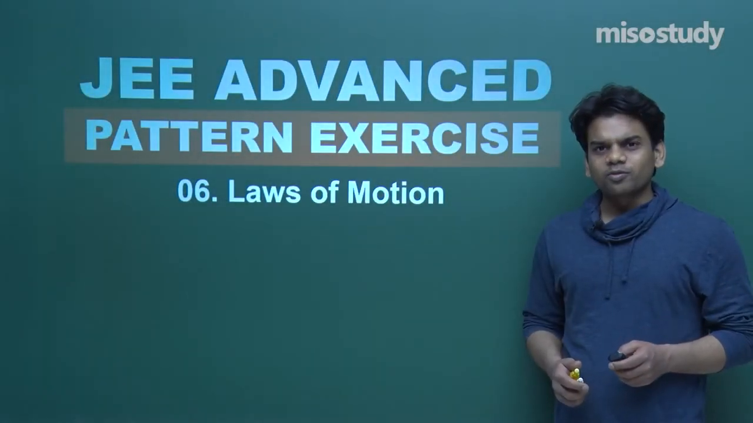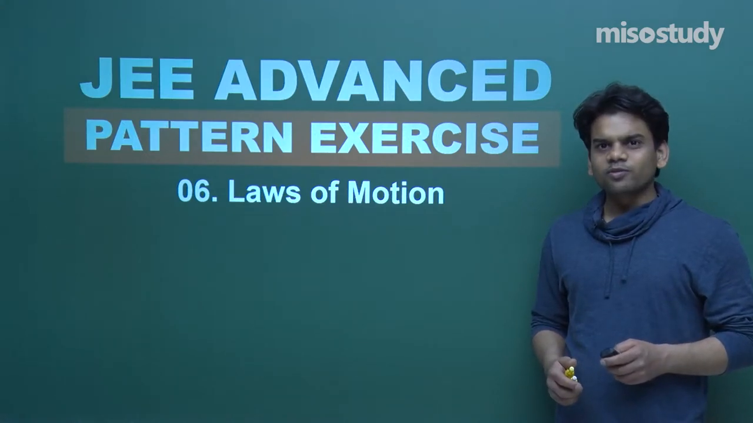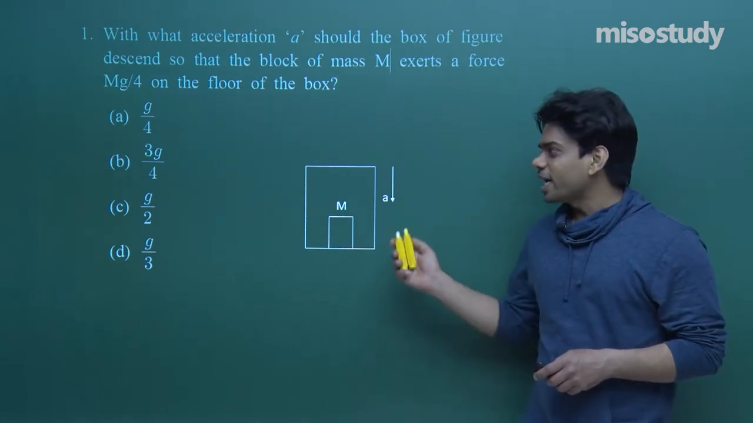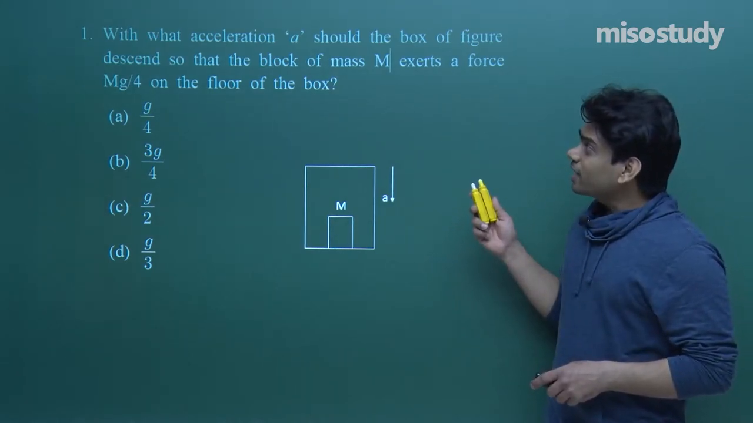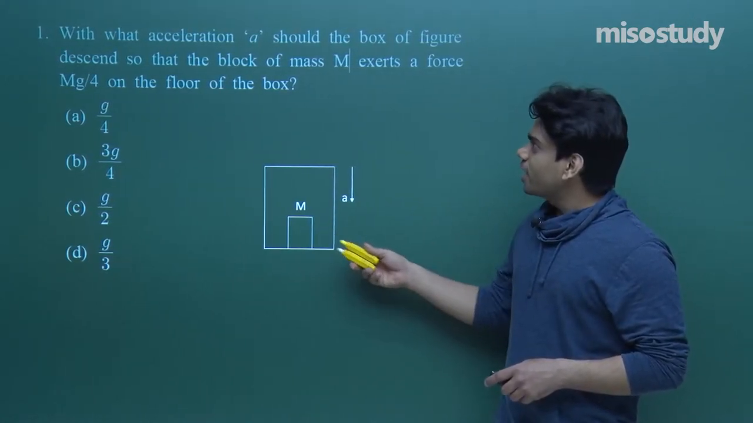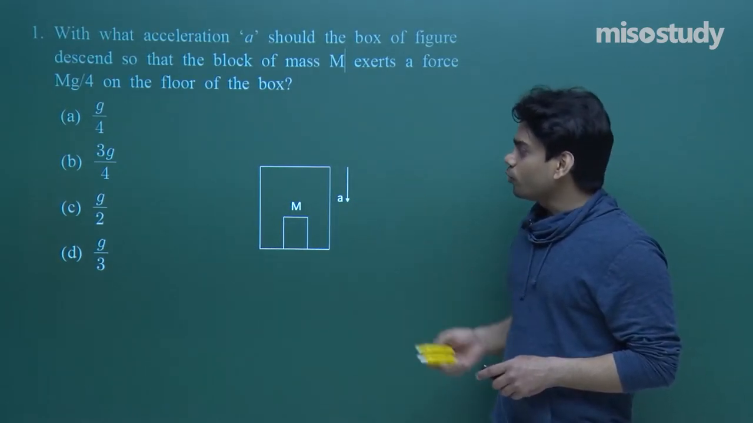Let's go ahead with the pattern of questions that we are having today, which is based upon the JEE Advanced pattern. Let's go ahead with the first question of the day. You can see the question statement and the diagram given here. With what acceleration A should the box of figure descend so that the block of mass capital M exerts a force mg by 4 on the floor of the box?